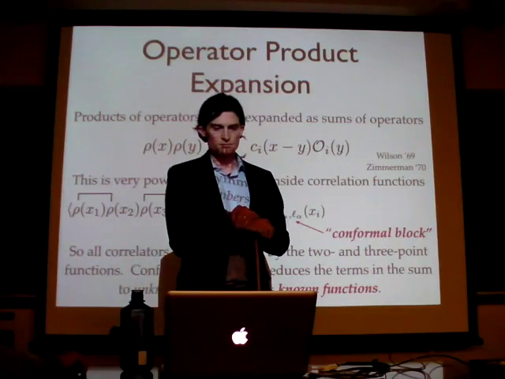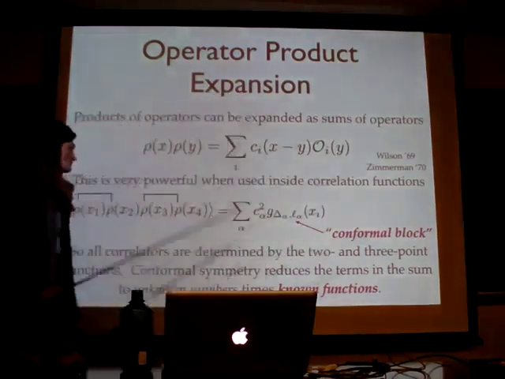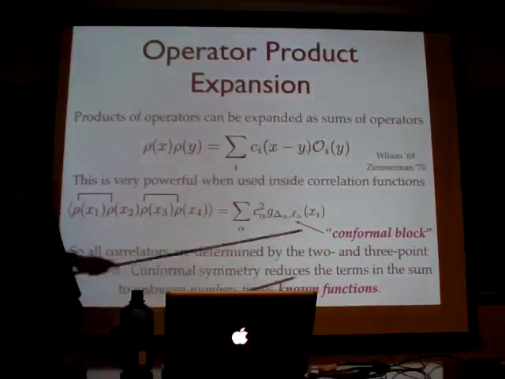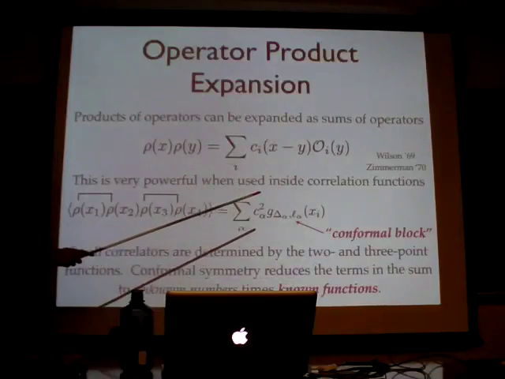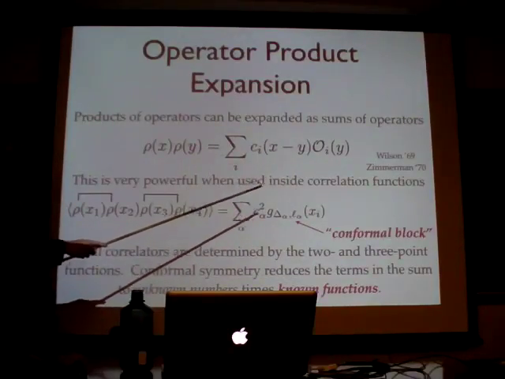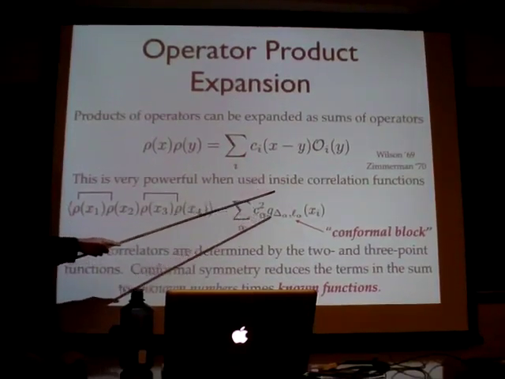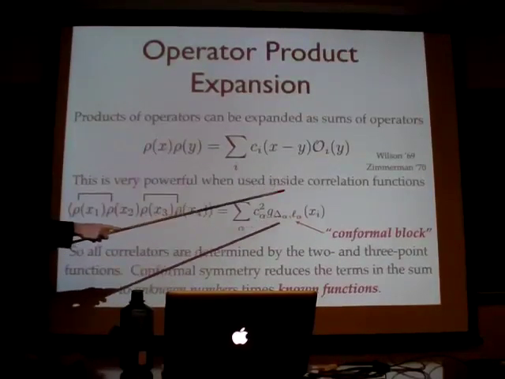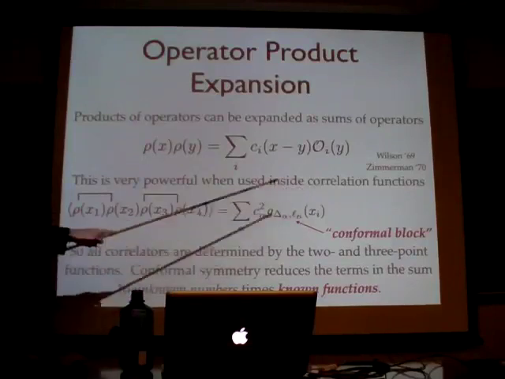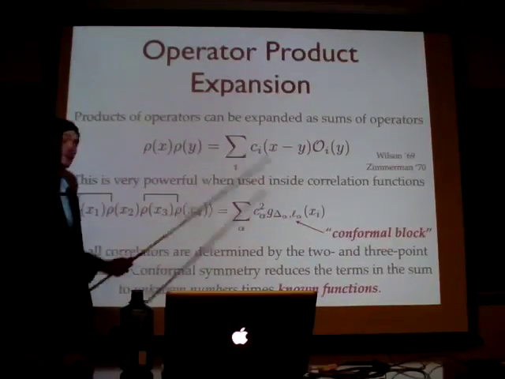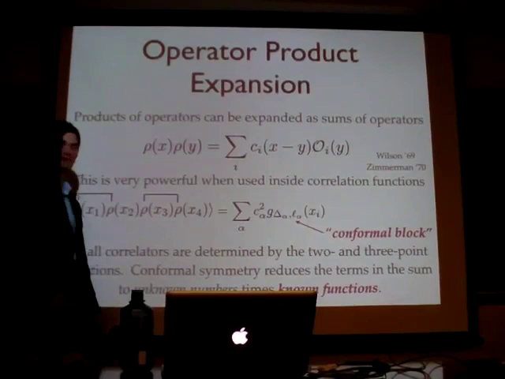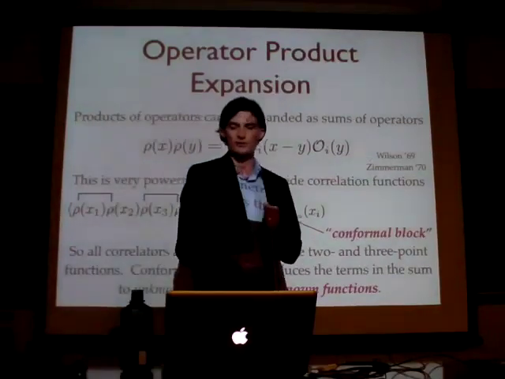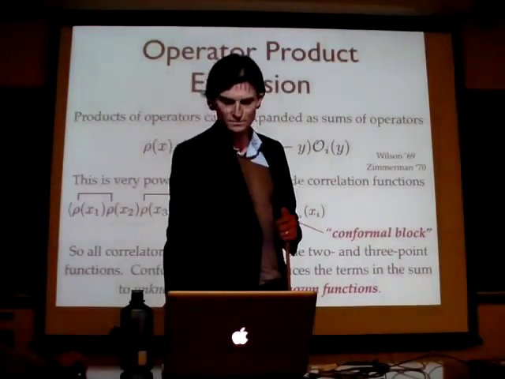So, conformal symmetry allows us to massage this into a much simpler form, which is unknown numbers, just numbers, times known functions. These functions are conformal blocks. They just depend on the dimension and the angular momentum of the operator. And they're basic building blocks in the conformal bootstrap. A lot of work goes into calculating these functions.